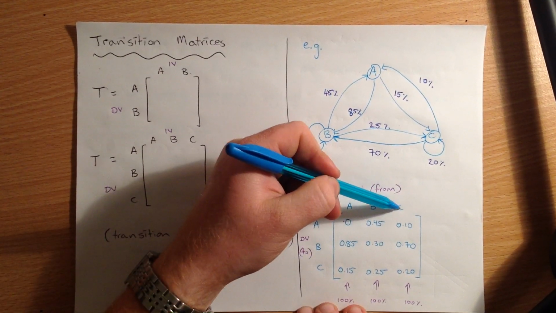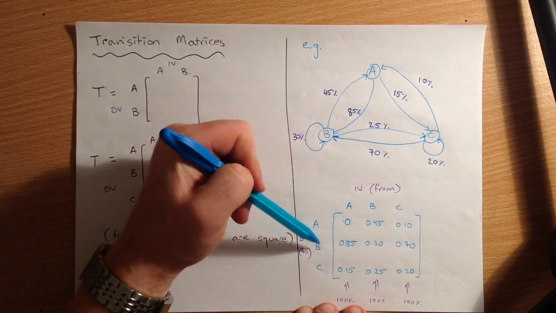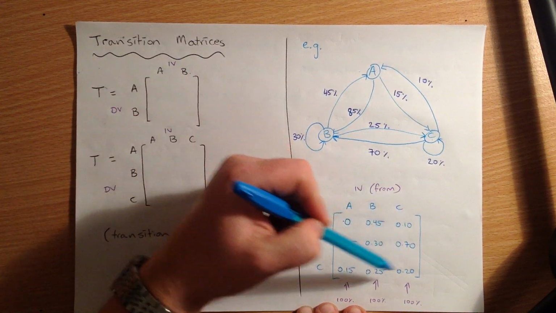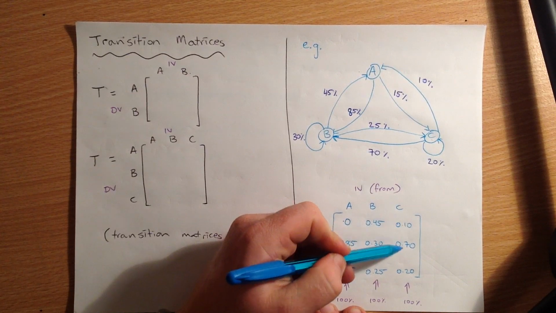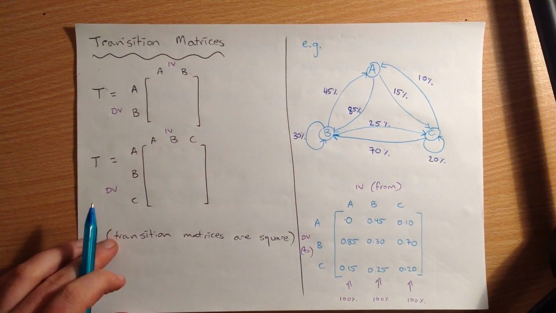And same thing, from C to A, C across to A there's 10%, C across to B is 70%, and then C back to C, there's 20%. And again, 0.1 plus 0.7 plus 0.2, that equals 1, or 100%.